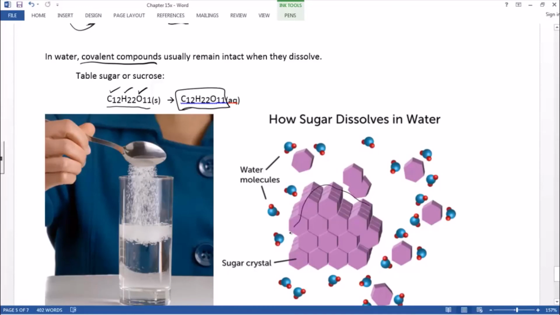Well, this big long chunk can be thought of as a crystal of sugar. And as it dissolves, individual molecules, each one with this chemical formula, C12H22O11, breaks off of the crystal and swims around the water as dissolved sugar.